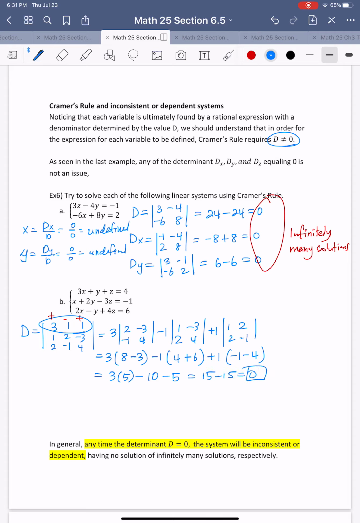So once you have a D equal to 0, let's check the D sub x. So D sub x is, I'm using the 4, -1, and 6, and then I got 1, 2, -1, and 1, -3, and 4. And then I'm using the first row with a plus, minus, plus.